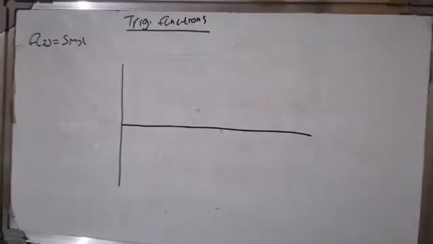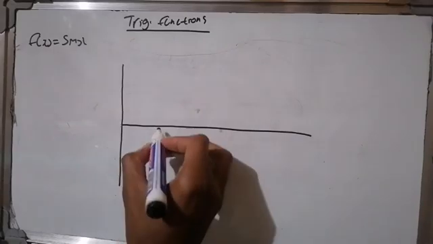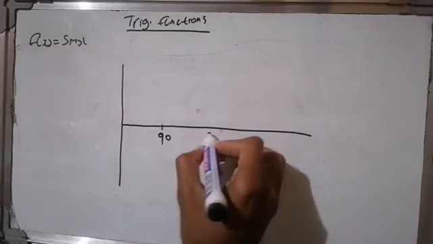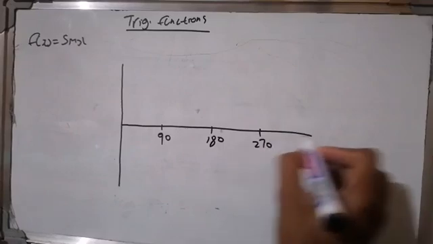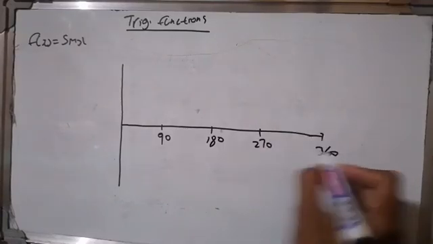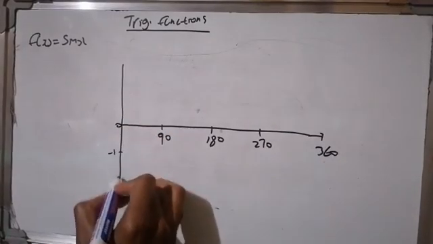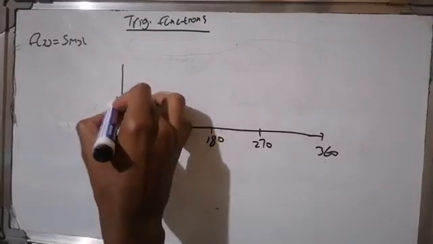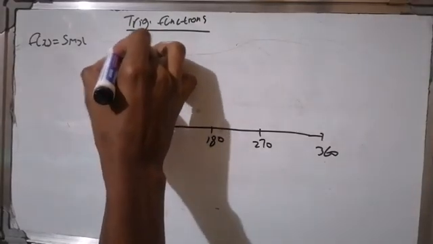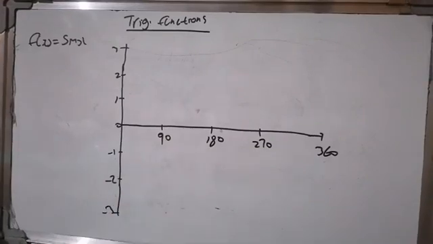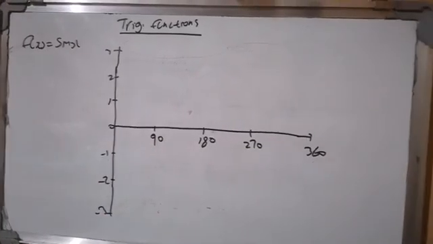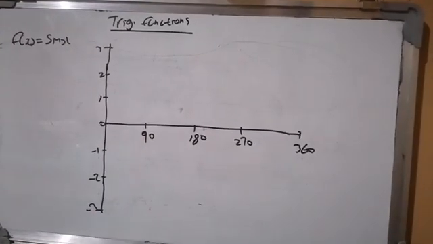I want you to stay with me on this one. So as a result, we can say, I'm going to use the 90 here, 180, 270, and lastly 360. This is 0, -1, -2, 1, 2, 3 and -3. I want to show you what happens when we make some few changes.